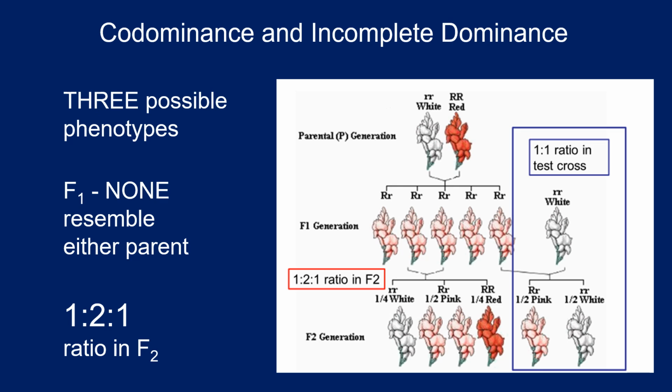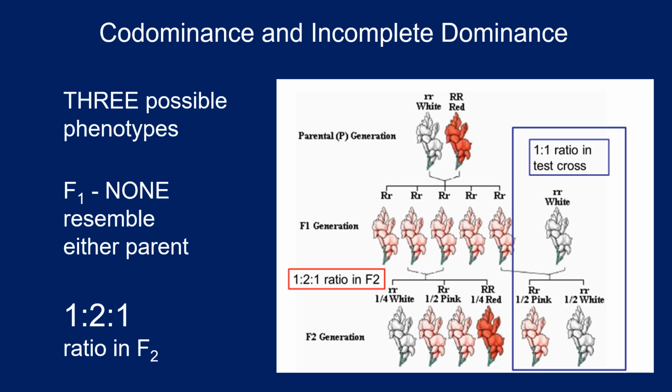We're starting with 2 true breeding strains. One is white, one is red. The white one is homozygous recessive. The red one is homozygous dominant. When we cross those parents, we get a new phenotype in the F1 generation. All of the flowers are going to be heterozygous, of course, but they're going to be pink.